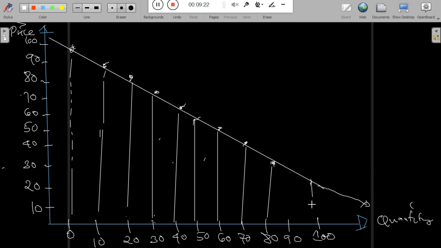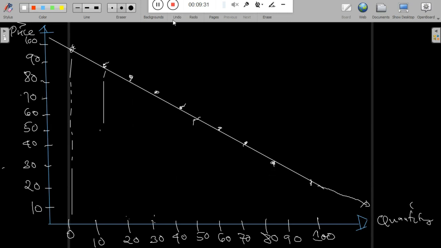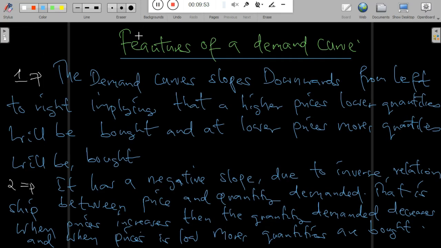So when you try to join like that, our graph will appear in that manner. It will also be very important to discuss the features of the demand curve, so that we can still capture the concept and notice well the concept about the demand curve.